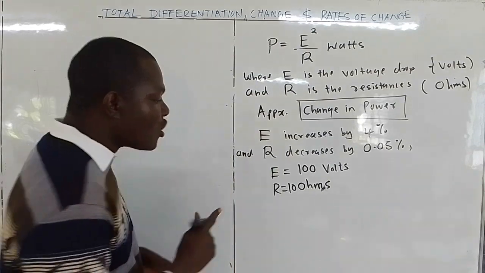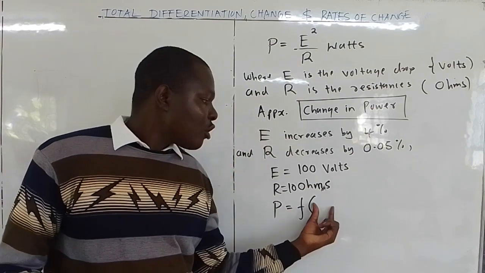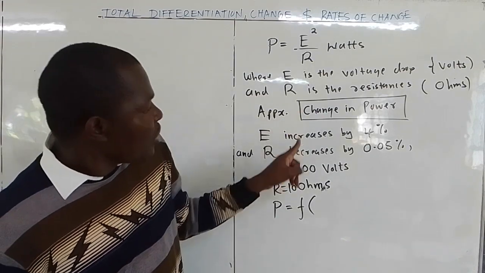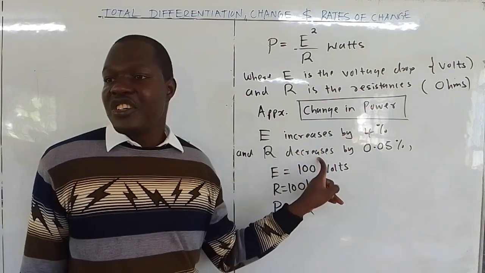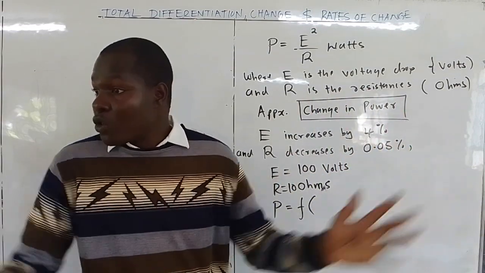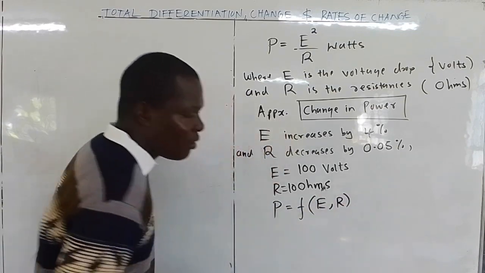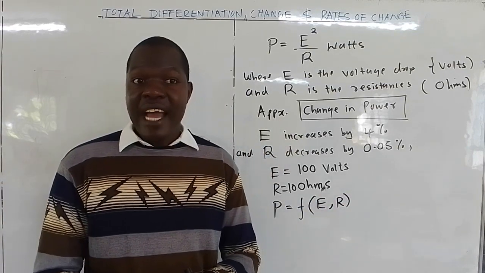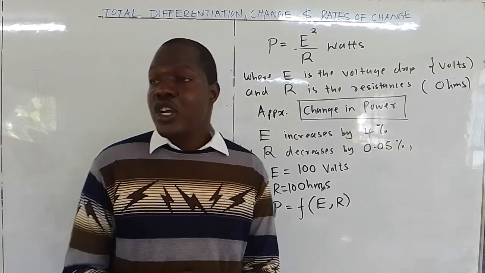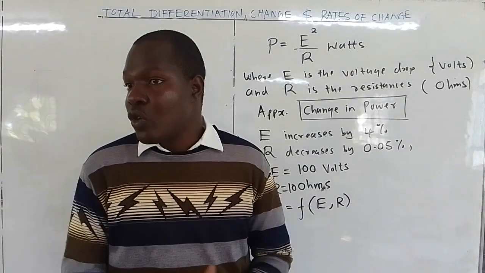In partial derivatives, power should be a function of what is varying, and what is varying you will be told. E is increasing and R is decreasing, meaning E and R are the variables. So power is a function of E and R. We need the total derivative because it is the total derivative which defines a change in something or a rate of change in something. Whichever they want is what you get.